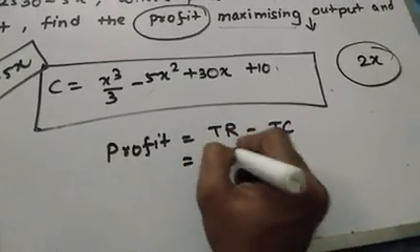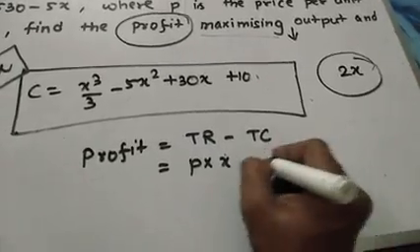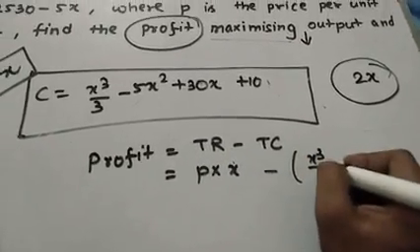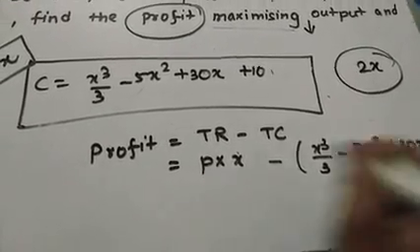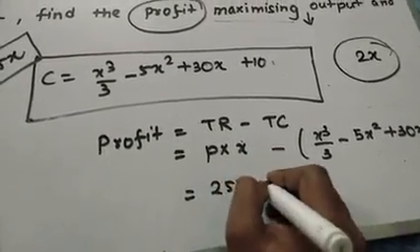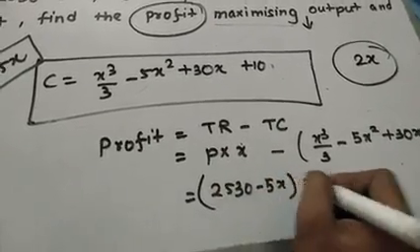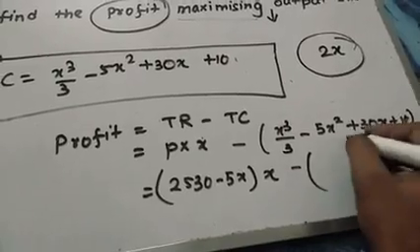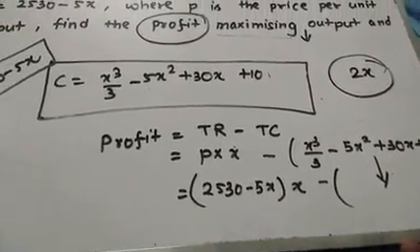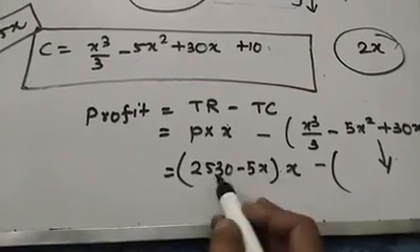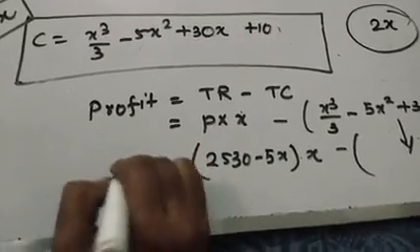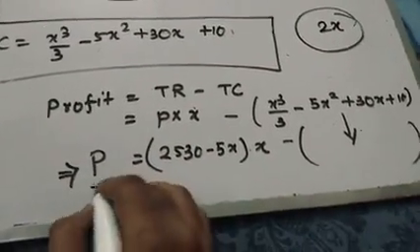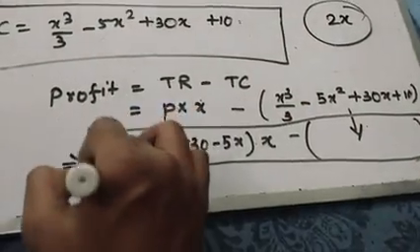Now total revenue is price into demand, minus total cost given to you, x cubed by 3 minus 5x squared plus 30x plus 10. Now what is the P given to you in the question? 2530 minus 5x, into x, minus this same total cost. Now after multiplying by x, this will be your P. So you will get your P from here. This will be your required P.